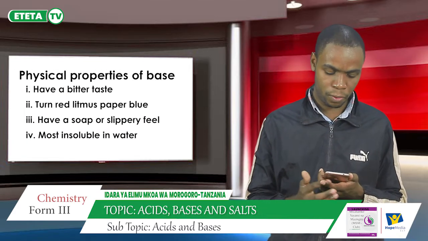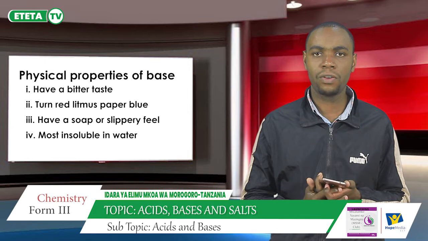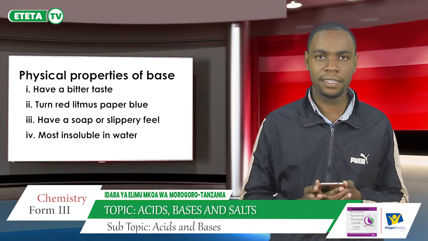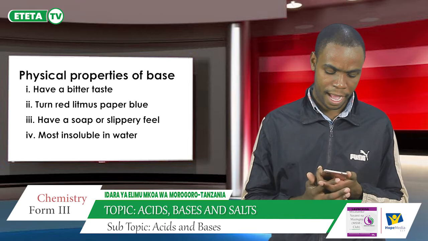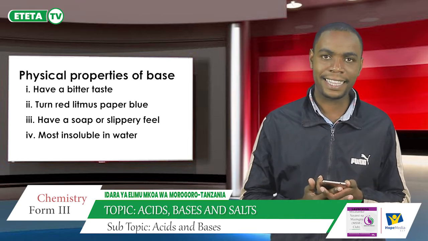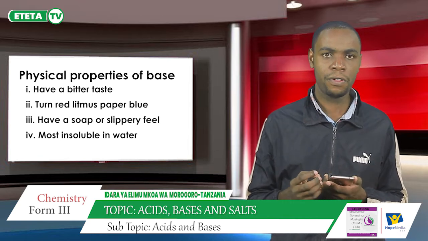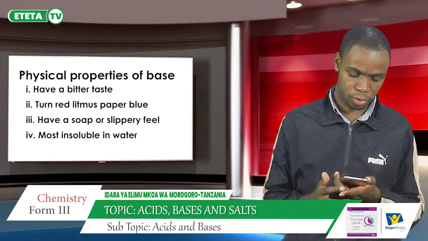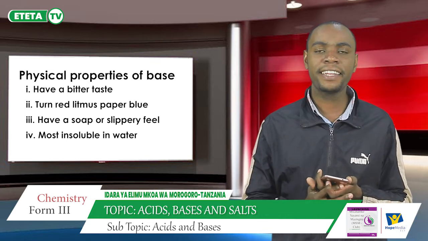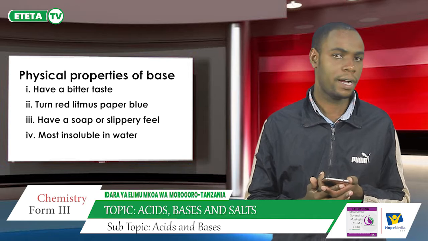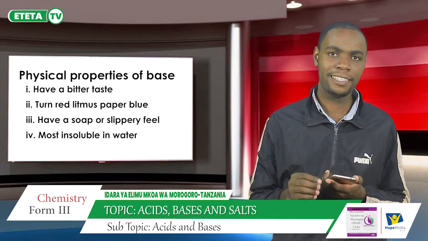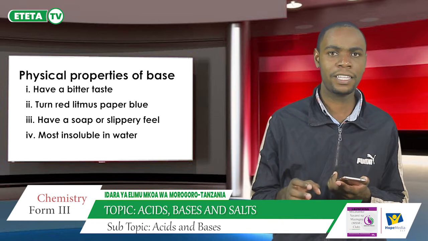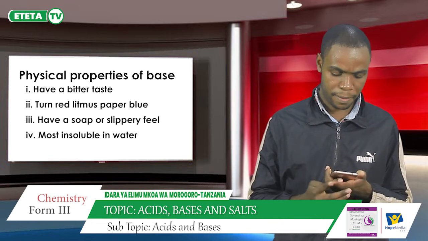I'm going to explain to you the physical properties of base. The first one, the base has a bitter taste. So the taste of base is bitter. Not only that, but also bases turn red litmus paper blue. I mean, the red litmus paper is turned to blue when it's mixed with what? When it's mixed with base.